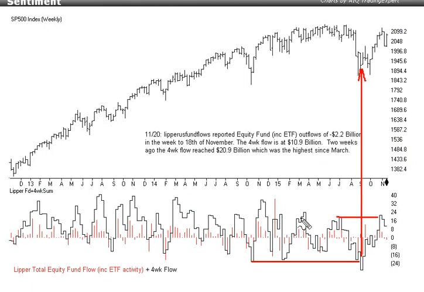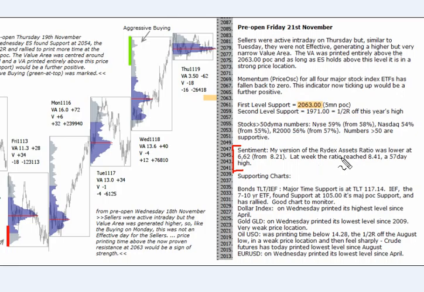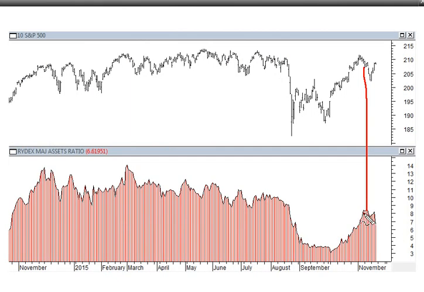The 4-week flow number on the Lipper US fund flow again gave an overly bearish signal, a contrarian bullish signal, in September, and then came back to hit a multi-month high in late October, and that number has just fallen off in the last couple of weeks. My version of the Rydex assets ratio early last week reached 8.41, which was a 57-day high. It has now fallen back from there to 6.62. So there's a recent level in the ratio above 8, which was the highest level since August. And this is the level we reached yesterday.